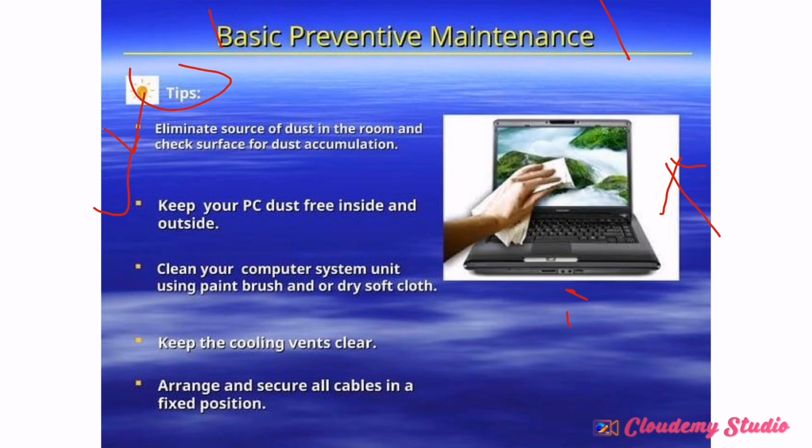So you make sure that your computer is always clean inside and outside, without dust. Then number three, clean your computer system unit using a paintbrush and or dry soft cloth. So these are the things that you can use to clean the computer system unit.